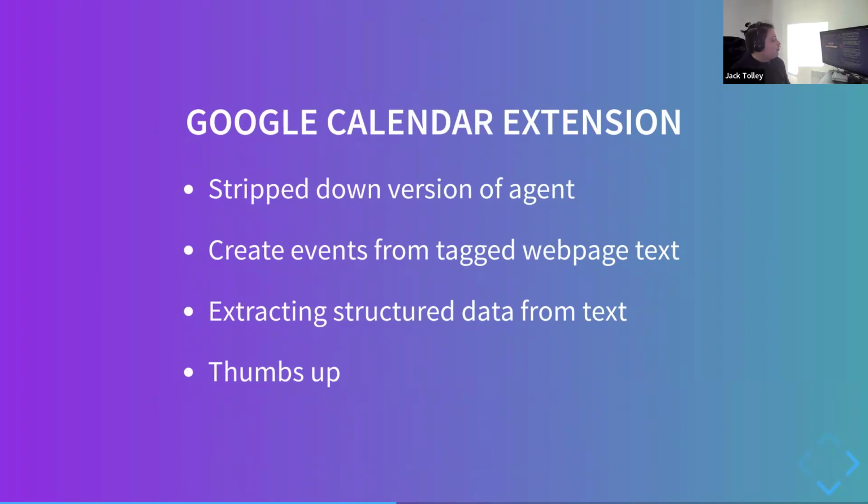Next, I implemented a stripped down version of the previous agent. I built a Google Chrome extension where people could tag information on any web page and then send it to the back end where I would pull all the relevant information out of the text using ChatGPT and create one or many Google Calendar events for you.